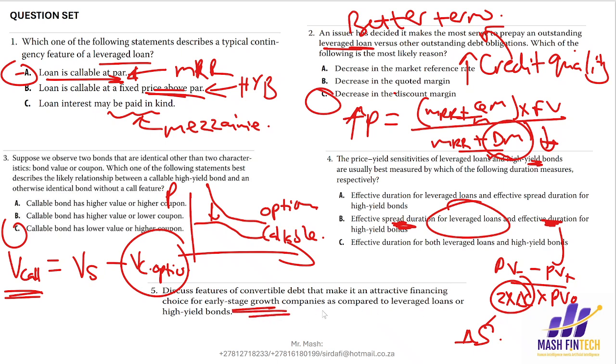Okay, discuss features of convertible debt that make it an attractive financing choice for early stage growth companies as compared to leveraged loans or high yield bonds. So for early companies, they want to raise this debt, but they don't have any collateral, no assets yet. So by issuing convertible bonds, it attracts investors.